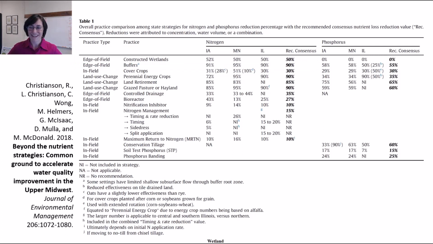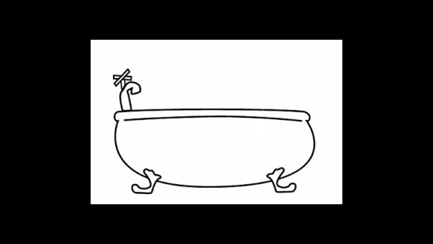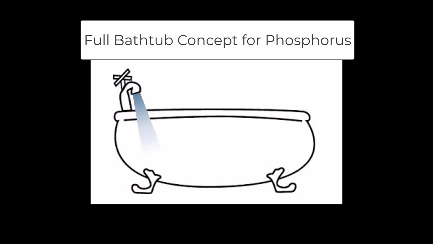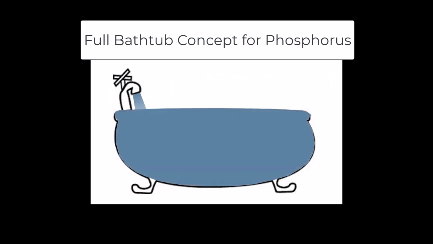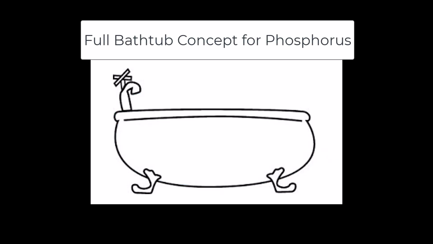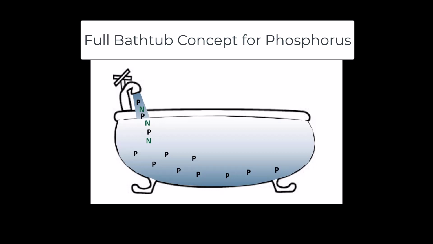Phosphorus loss, however, is a little trickier. You'll also see very consistently across the strategies, no phosphorus loss reduction credit is assigned for wetlands, and that is because of the full bathtub concept. You turn the tap on, the bathtub fills, and with the tap continually on, the tub will eventually overflow. In a wetland, phosphorus comes in and nitrogen comes in, but remember the nitrogen gets denitrified, whereas there is no gas phase for phosphorus. So any phosphorus that comes into the wetland stays in the wetland.